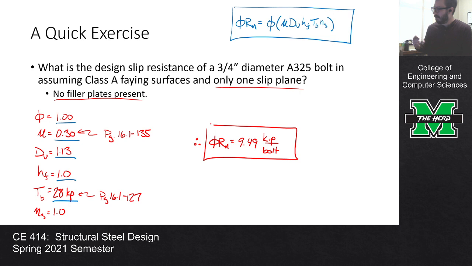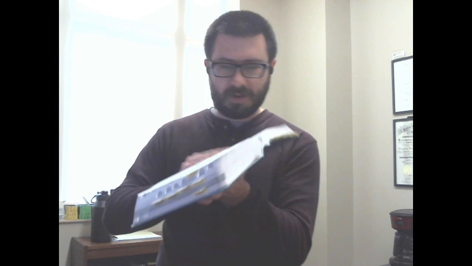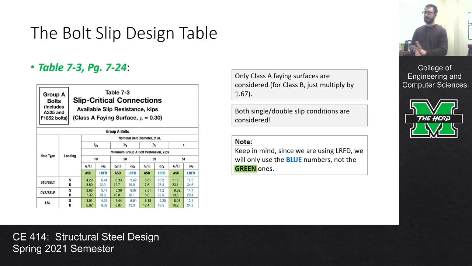Boom. Okay. Now, I want to show you something. I want everybody to follow along with me. Everybody remember table 7-1? This is the table that lists the shear capacity per bolt. I want everybody to turn to table 7-1. This is the shear capacity. Then turn the page and look at table 7-3. This is on page 7-24, and this is the bolt slip capacity per bolt. So table 7-1 is the shear capacity. Table 7-3 is the slip capacity.